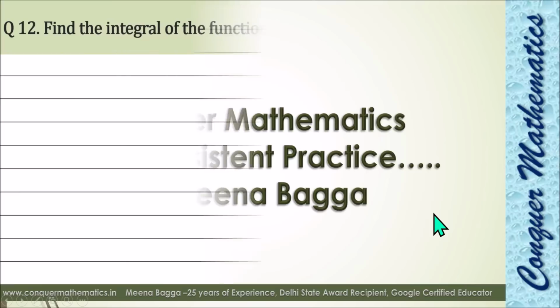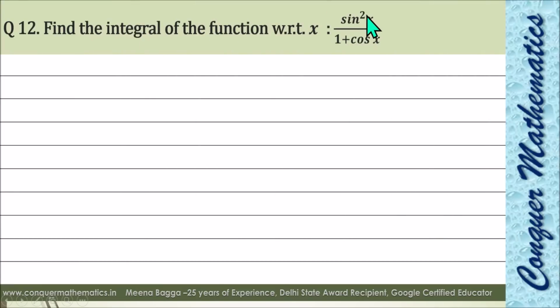Okay, let's move to the next. Integral of sin square x divided by 1 plus cos x. Now what can we do? If we put cos, we want sine, but not sine square, no use. If we put sine, we want cos in the numerator itself, again no use. So we can again use the formula: sin square x would be 1 minus cos square x.